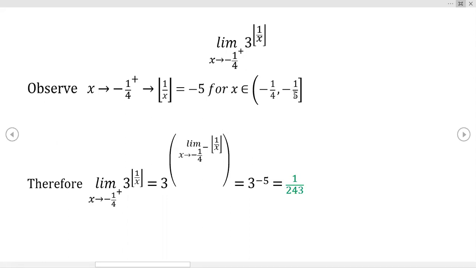Now, if that doesn't make sense, you're guided by the fact that we're doing a right-handed limit here, right? A right-handed limit. And so we need the values to be to the right of -1/4, and that happens precisely on this interval. In other intervals too, but it happens on this interval. And this interval happens to be lucky for us because it corresponds to a floor value of -5.